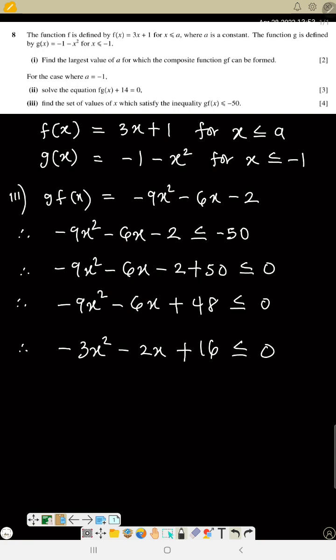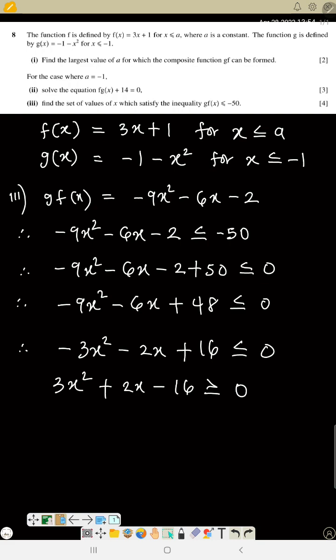As in, we can actually form an equation like this. So now this is a quadratic equation, so factorize the quadratic equation. We can remove this minus, but if you remove the minus, the inequality sign will change. So this will become 3s squared plus 2s minus 16 is greater than or equal to 0, if I multiply everything by minus.